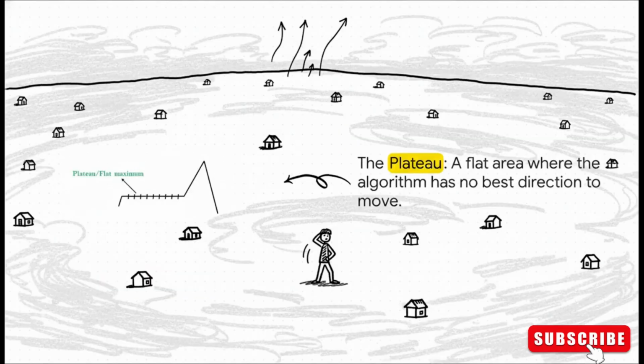The next trap is the plateau. Imagine our climber wanders onto a huge, perfectly flat area. Every possible step is at the exact same elevation. There's no uphill direction to follow. Our climber is completely lost, just wandering around this flat expanse with no clue how to make progress.